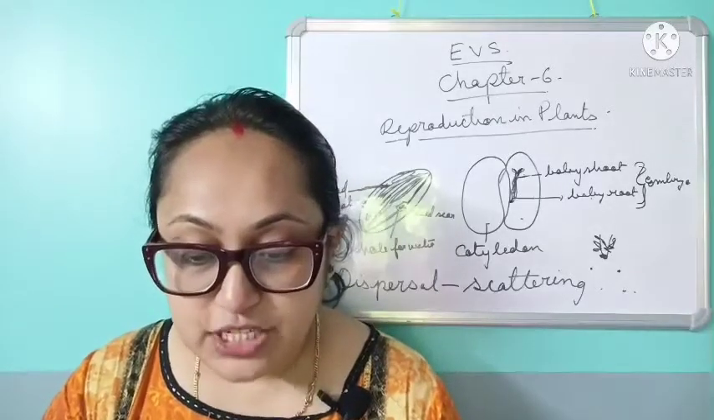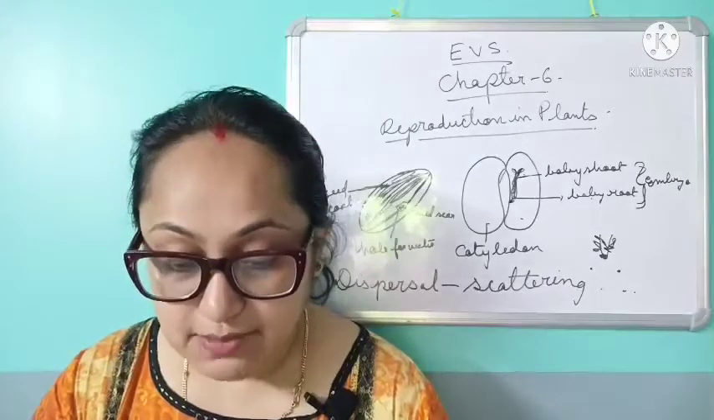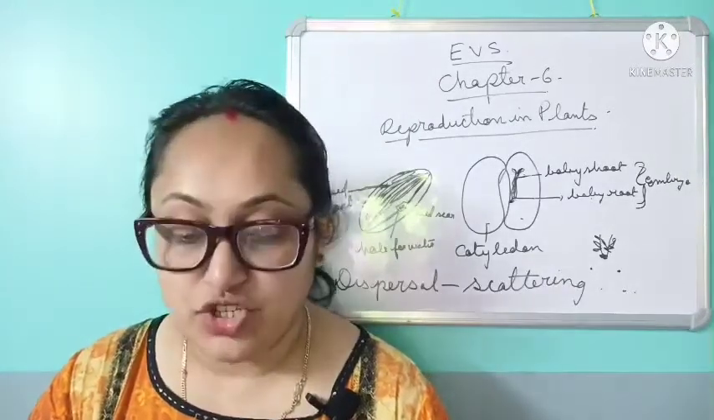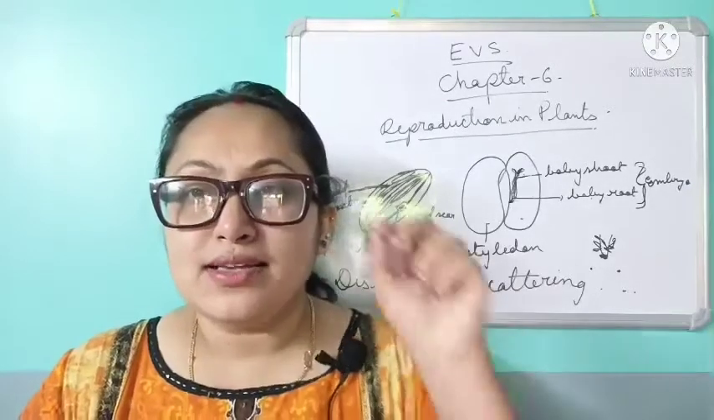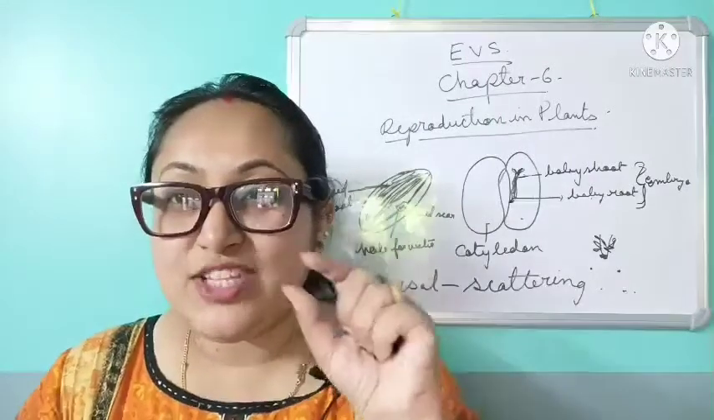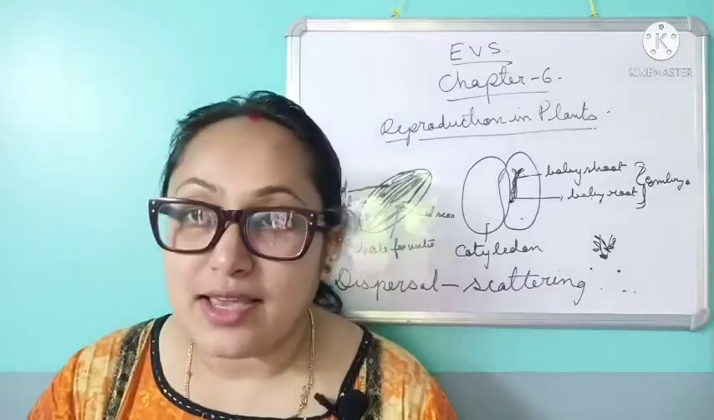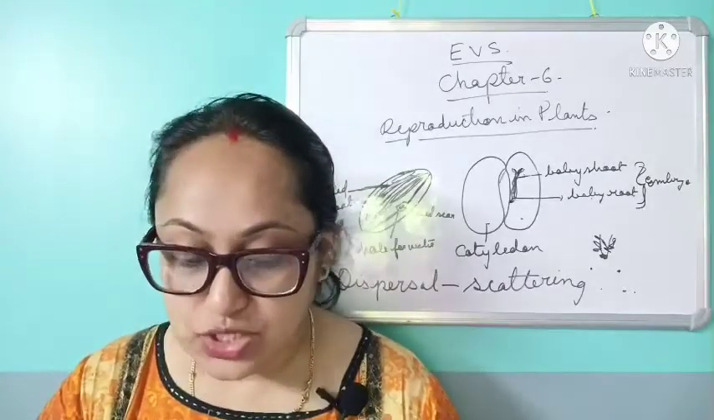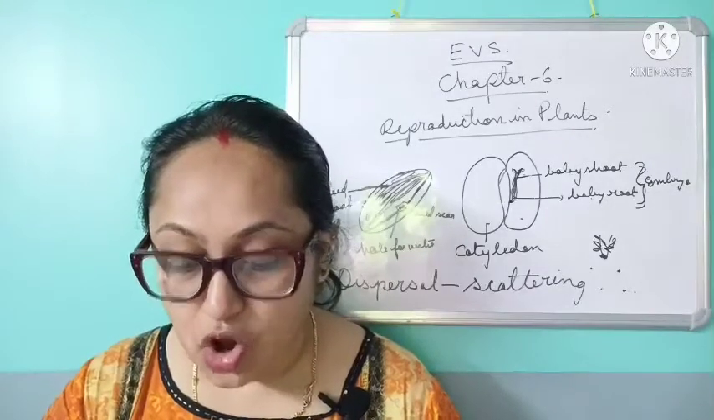Some seeds have stiff hair. Now what? Spines or hooks. Now what are spines? Spines means a pointed needle-like structure. Okay, or hooks. See, if we go out playing, small burrs used to attach to our pants, is it not? It's itchy also. So these enable the seeds to stick to our clothes or bodies of animals, and they are thus carried long distances.